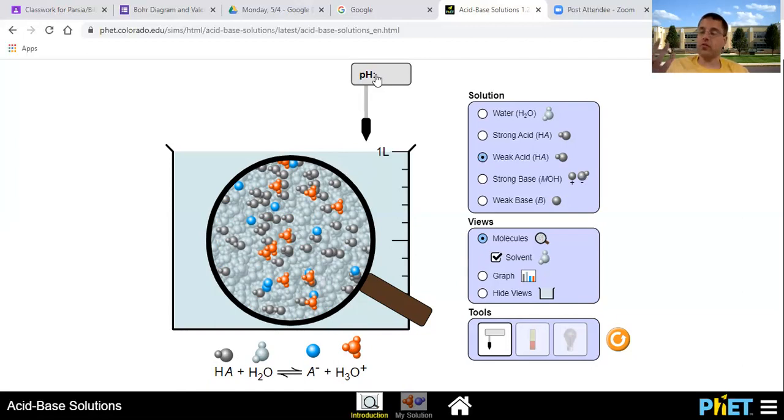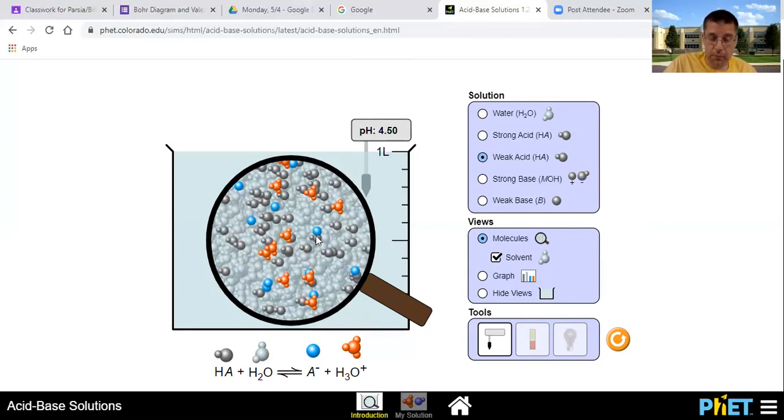Now again, acids are polar. They will dissolve in water, but will they dissociate? It depends. Now let's take a look. Instead of a 2, you've got about a 4.5. So you see this visual. I'm going to click right on strong acid. Wait till you see the difference.